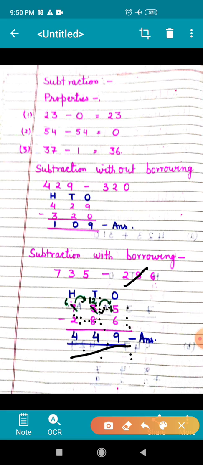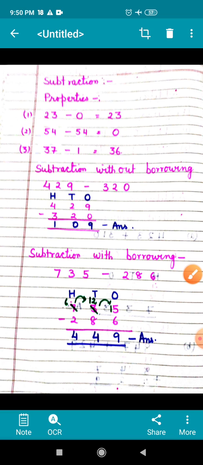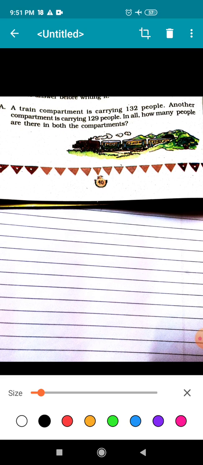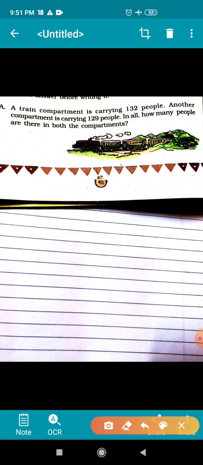Children, hope you all are understanding it. So please do practice. Now let us see few word problems. Children, here you can see a train compartment is carrying 132 people. Another compartment is carrying 129 people. Now children, this is a train. Here are so many compartments. In one compartment 132 people, and in the second compartment 129 people. How many people are there in both the compartments?